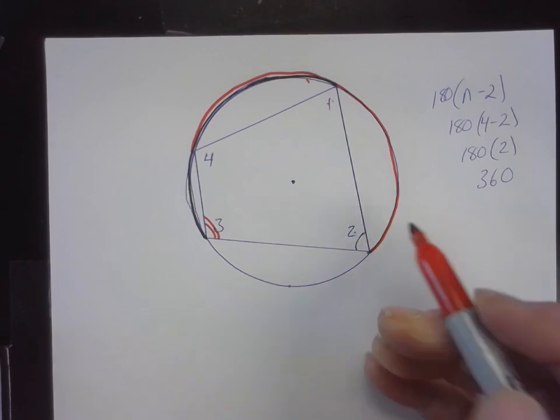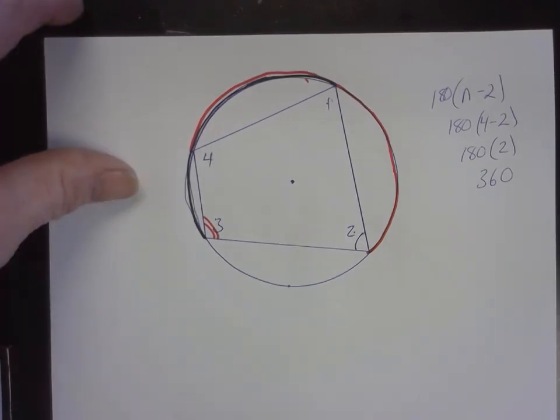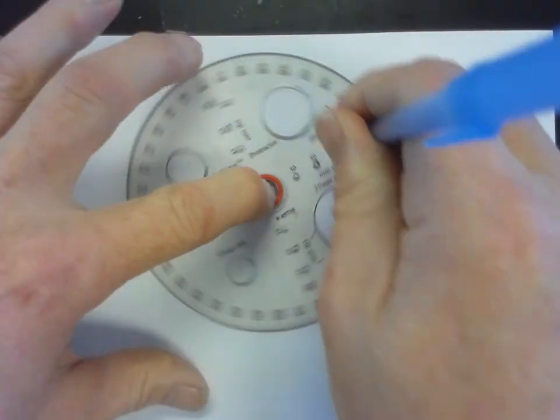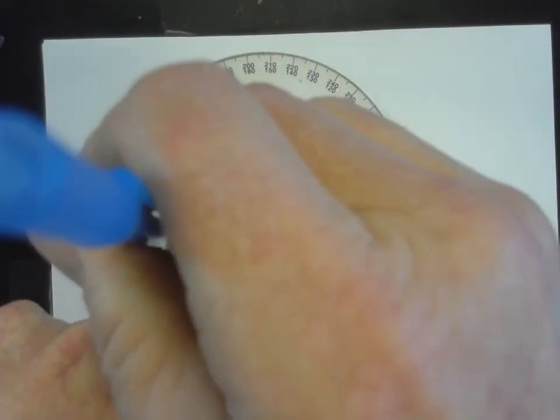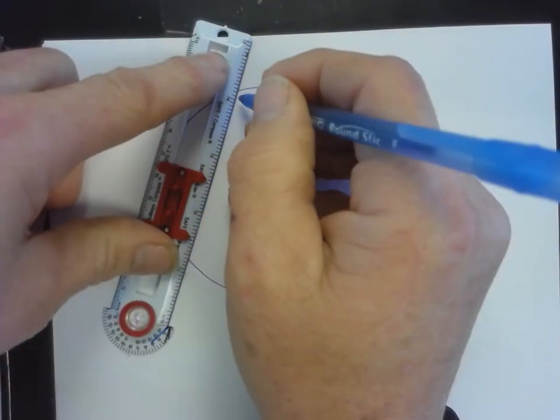Right. Okay. What if I put a right triangle in a circle? Well, maybe we should start with, what if we put a triangle in a circle? Should we start with that? I've got to make a bunch of copies with papers with circles on them. Okay, let's just put a triangle.